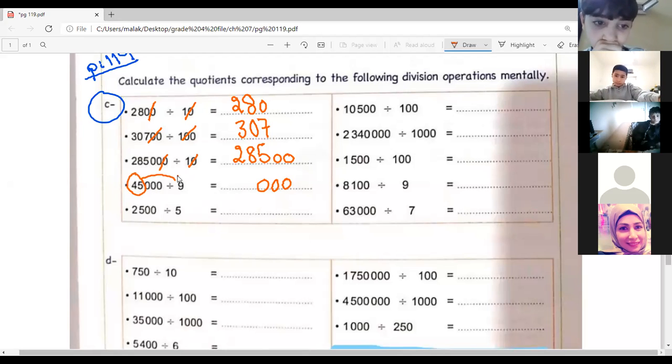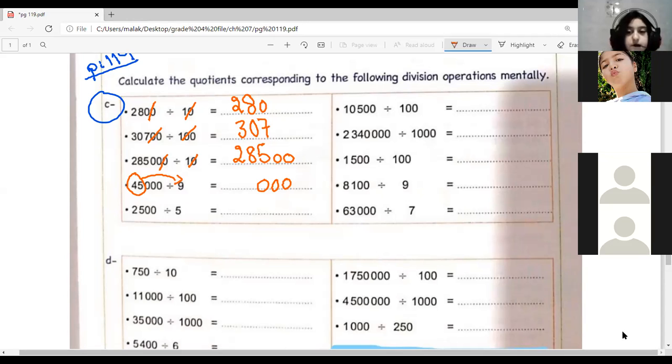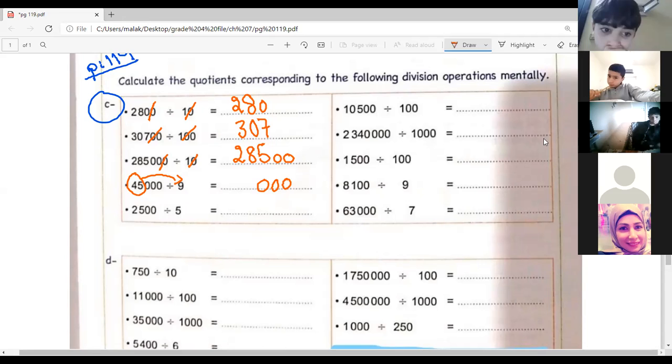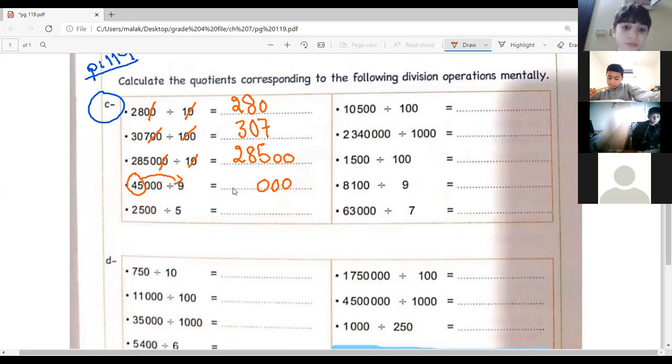45 divided by 9. Which number in table 9 gives us 45, Basil? 6. No, 9 times? 9 times. Muhammad, help him. Which number? Sir, I know. 5. 5, bravo. So you have to revise the multiplication table, Basil. Thank you. Now, Tamara.